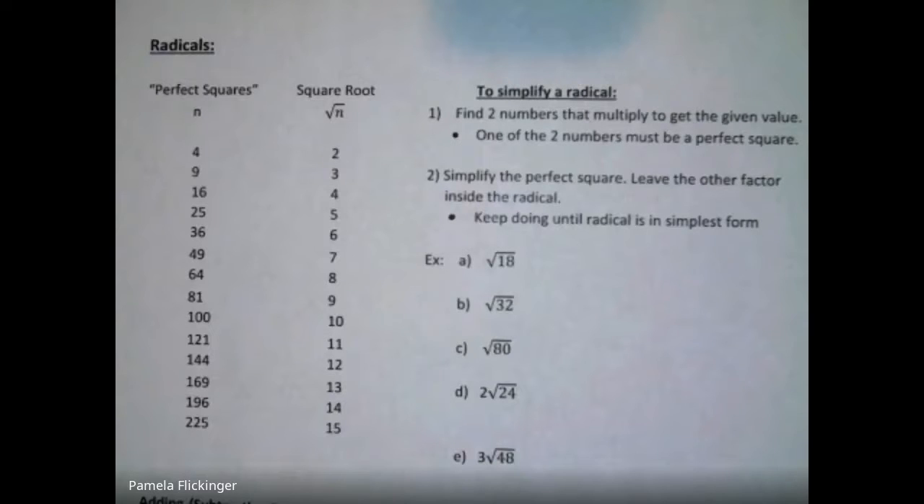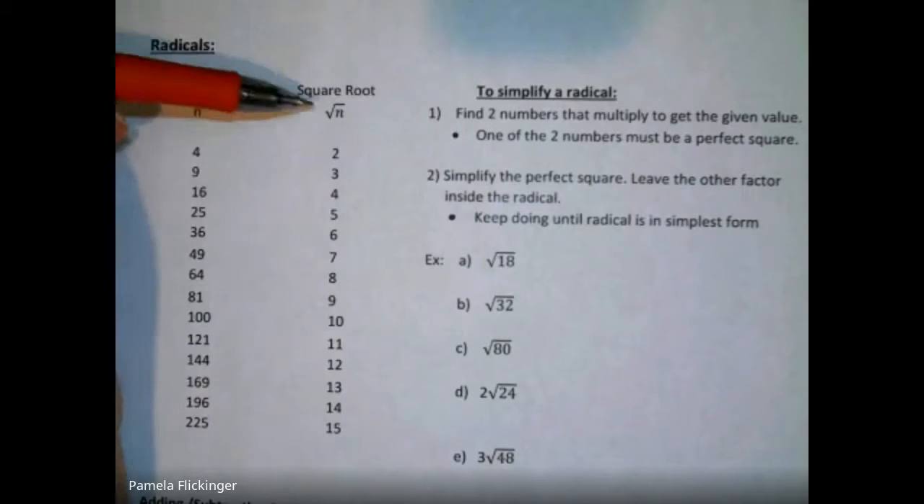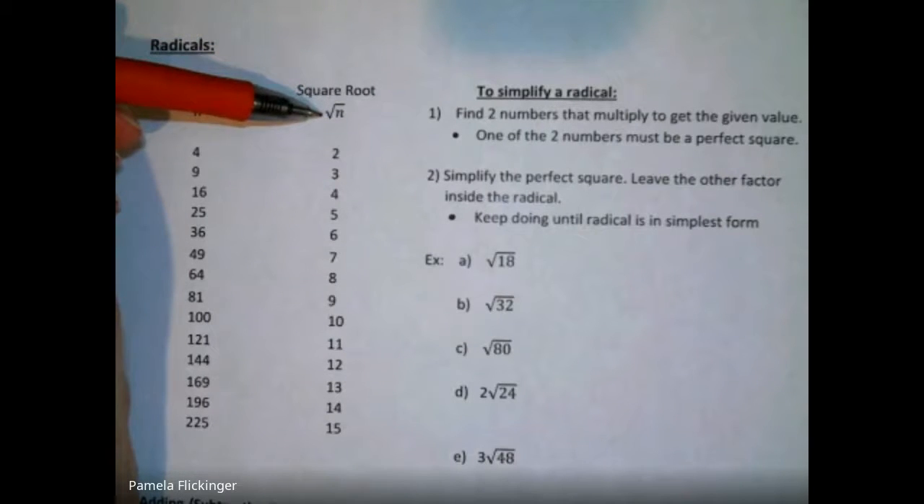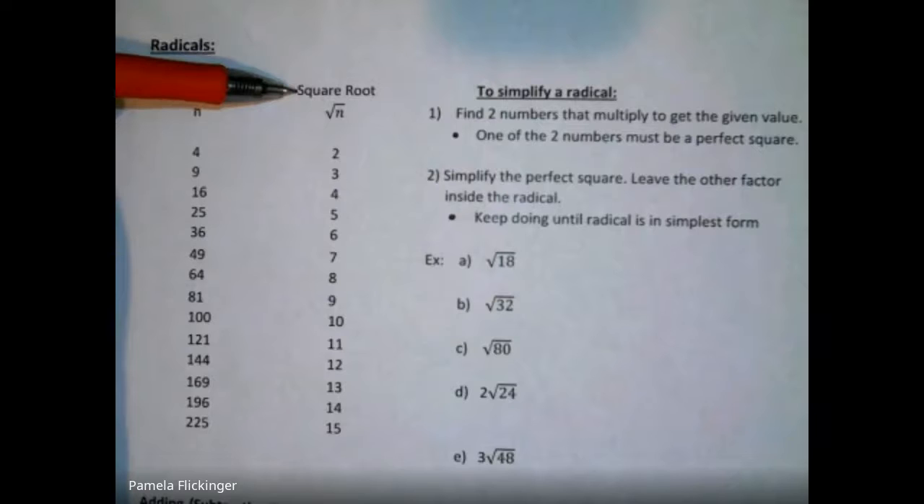When you're working with radicals, a radical is basically something that has a radical sign around it. We're specifically going to be working with square roots, but a radical could also be a cube root or a fourth root or any root, right? But again, we're just working with square roots.